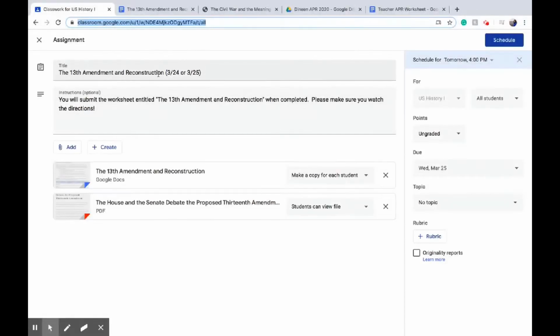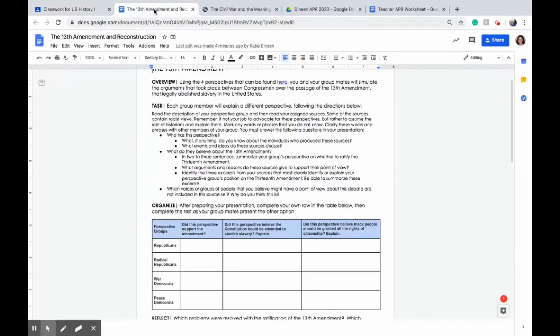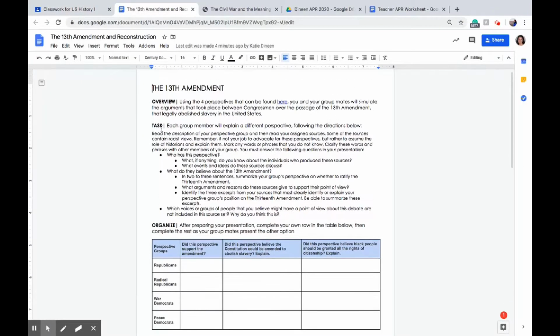Today you're working on the 13th Amendment and Reconstruction. Each of you has your own copy of the worksheet that's going to be submitted today, and just like for your Civil War research projects, you'll fill everything out on that worksheet and submit it. The first part of the lesson today is looking at how the 13th Amendment was ratified. You'll sort of be simulating the debate that took place between congressmen when the 13th Amendment was being passed.